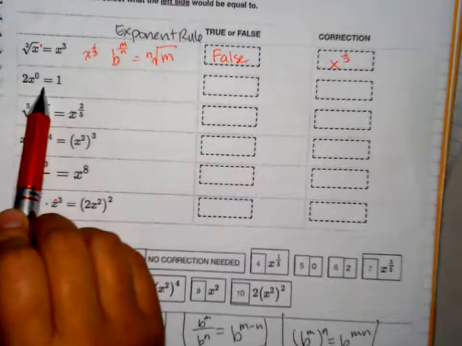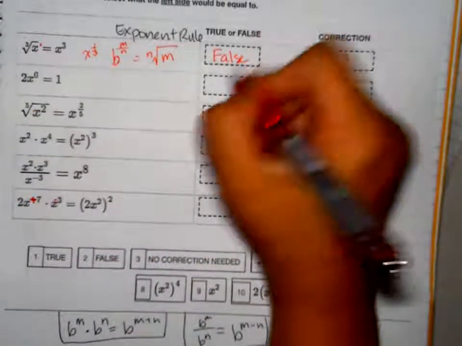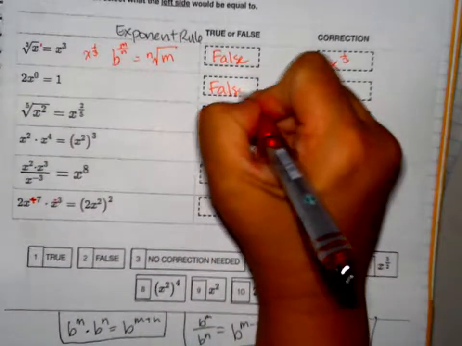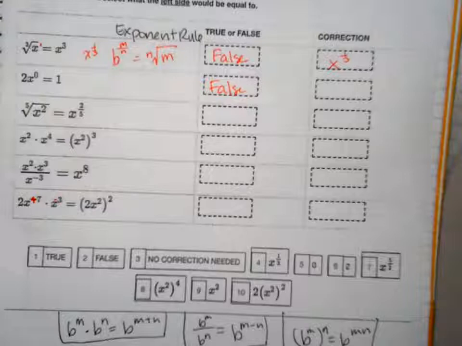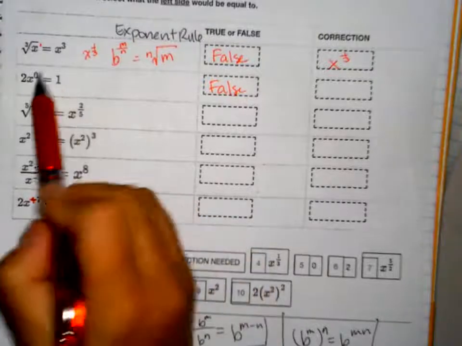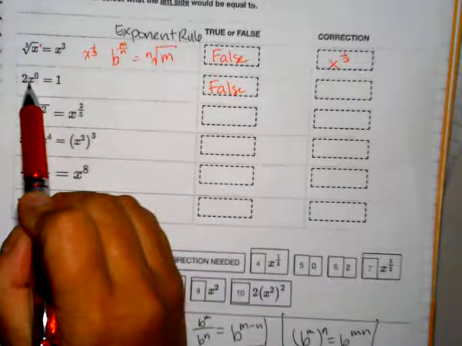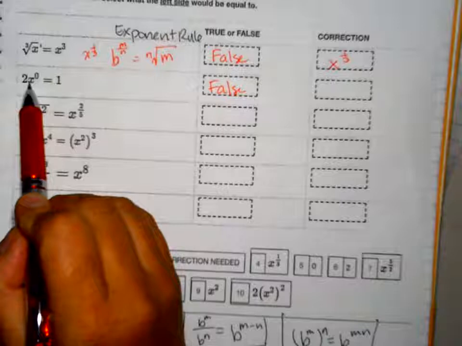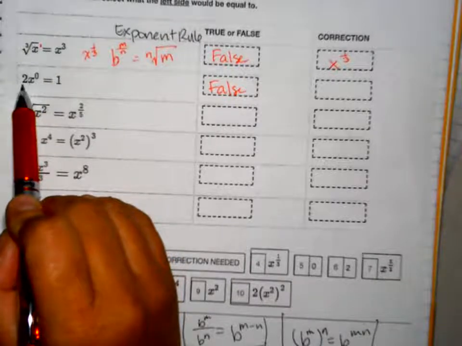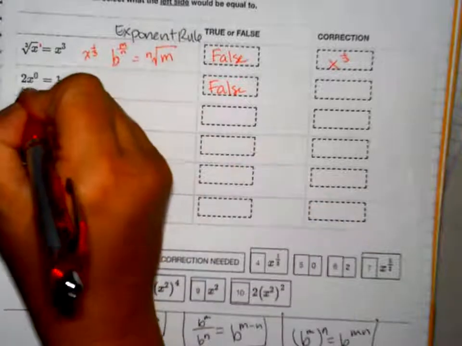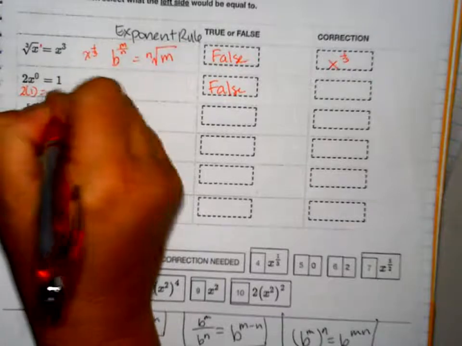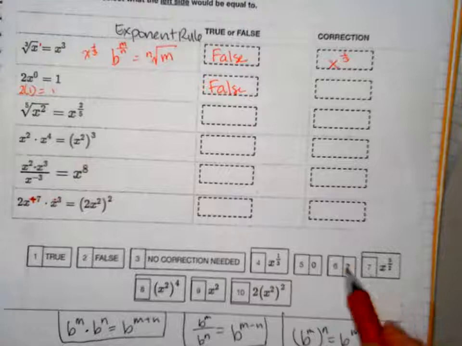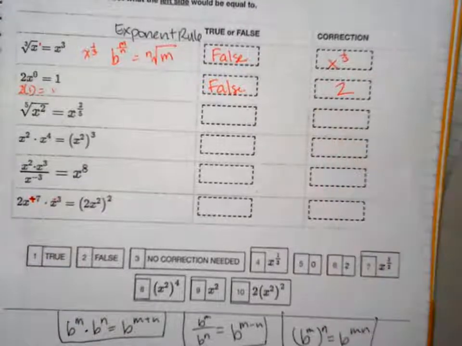2x to the 0 power equals 1. This is false. Okay. Yes, anything to the 0 power equals 1, but be aware of how this is written. This 0 only affects the x right here. It doesn't impact the 2. So what this actually says is 2 times 1 equals 1. And that's not true. So what should the correction be? The correction should be 2.